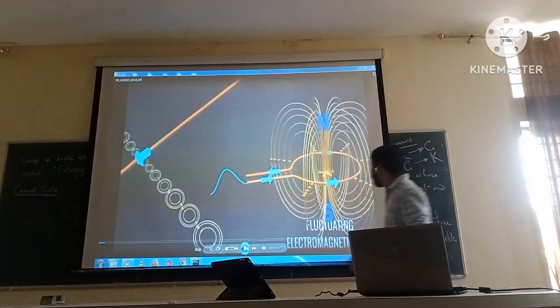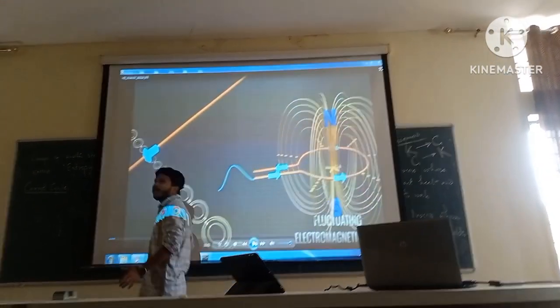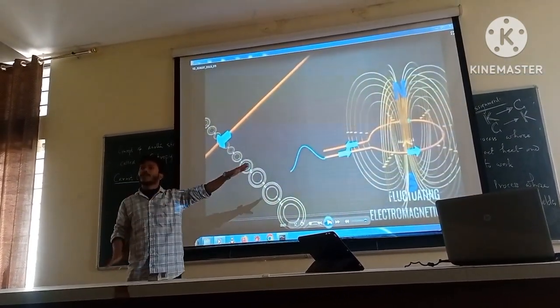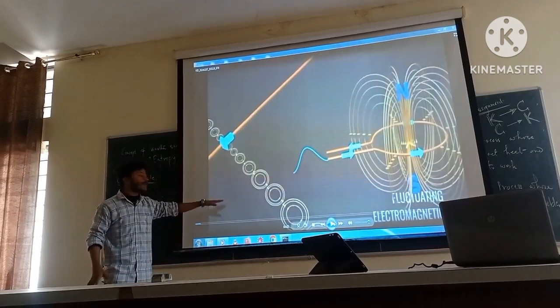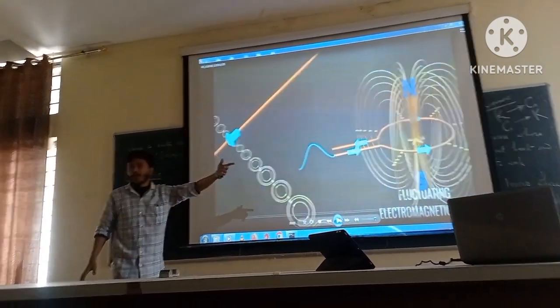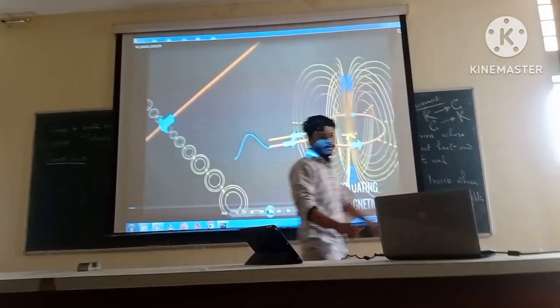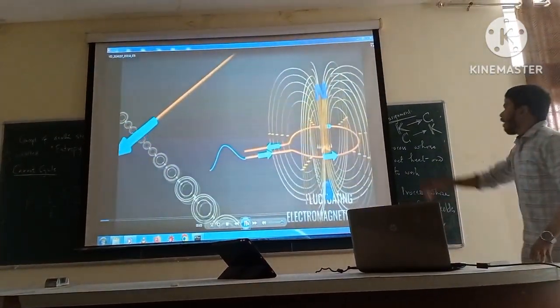The driver and all. So we see different kinds of electromagnetic field here. One is the fluctuating electromagnetic field. I am not talking about the fluctuating electromagnetic field. I am talking about the propagating electromagnetic field, that one point to the other one. I am talking about this electromagnetic field, you can see.